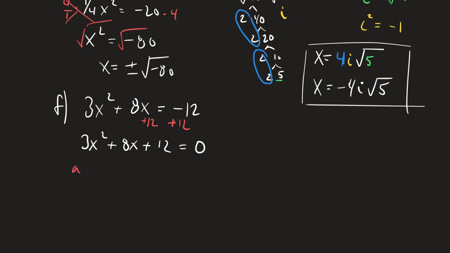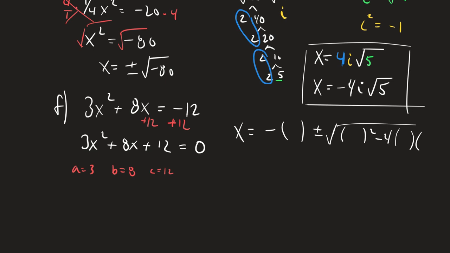A is 3, and B is 8, and C is 12. So setting up the quadratic formula, x equals negative b plus or minus the square root of b squared minus 4 times a times c, all over 2 times a. A's go here, B's go here, and C goes there.